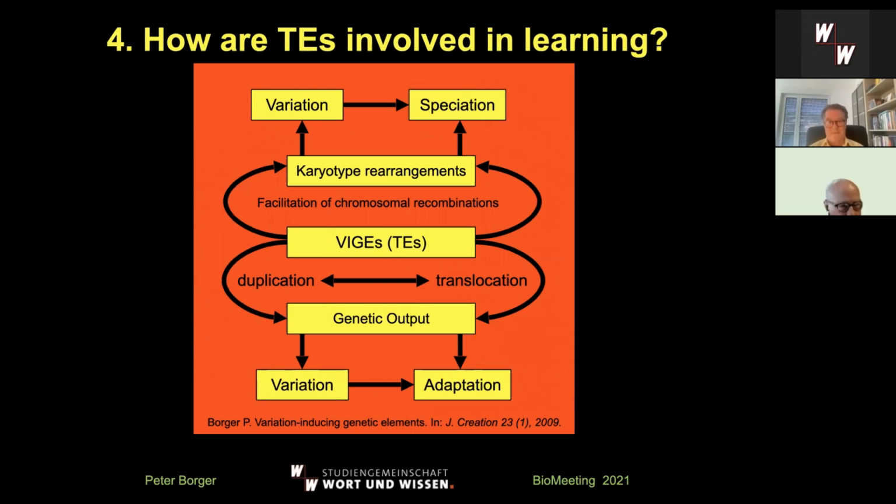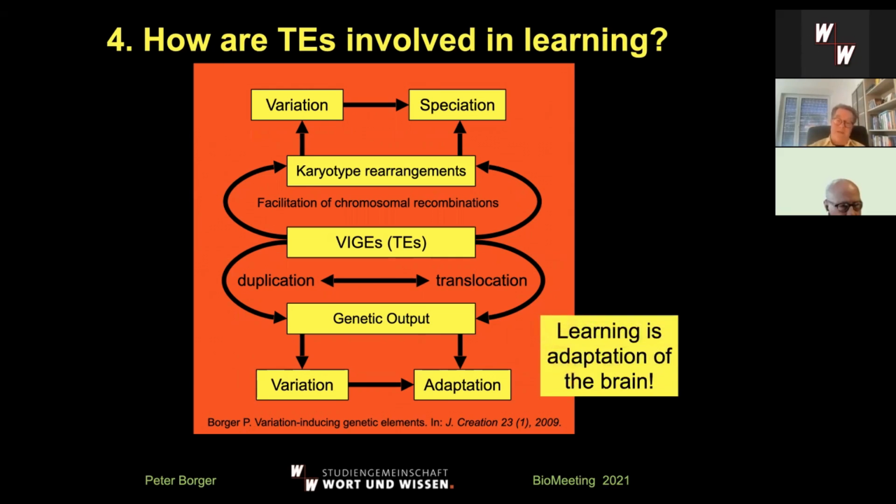Good. How then are these TEs involved in learning? Well, we already have shown, as I showed you before, that these TEs are very good at generating variation in genomes. They do this by duplication, translocation, by facilitating chromosomal rearrangements, and so forth. In this way, they are able to generate the variation, which could also lead to adaptations. And in fact, learning is adaptation of the brain. This is what we see.